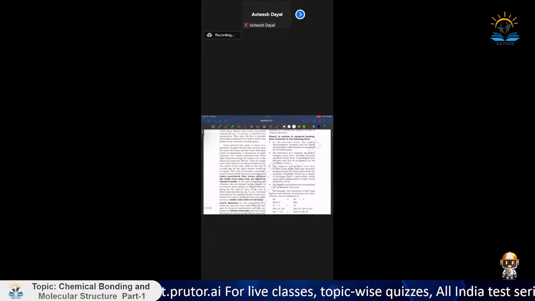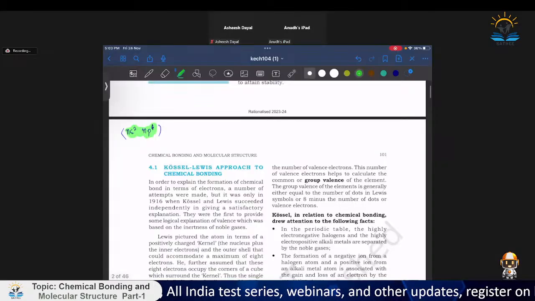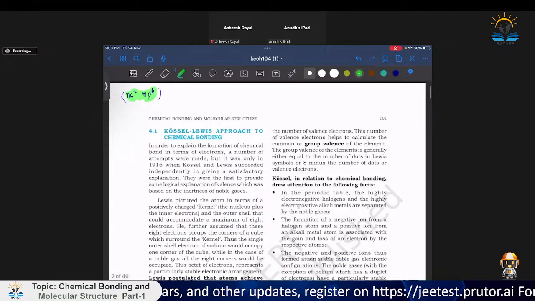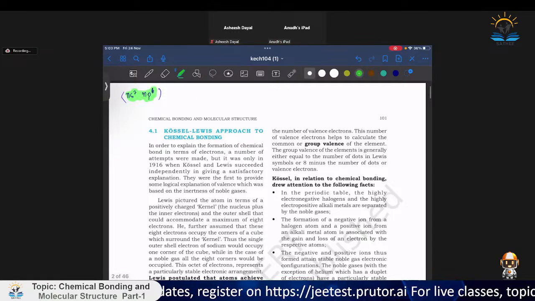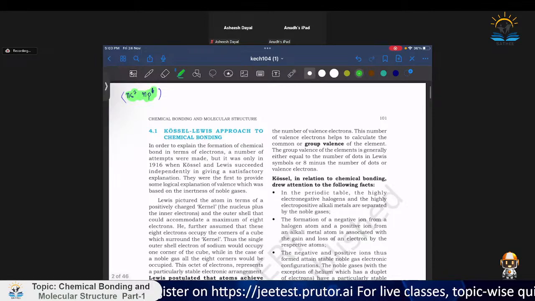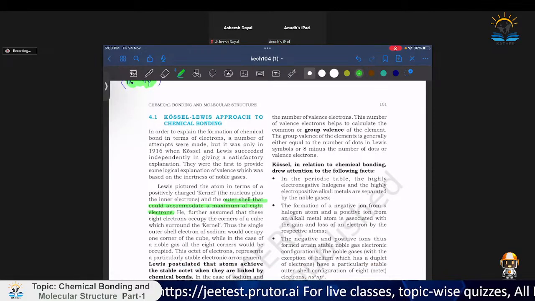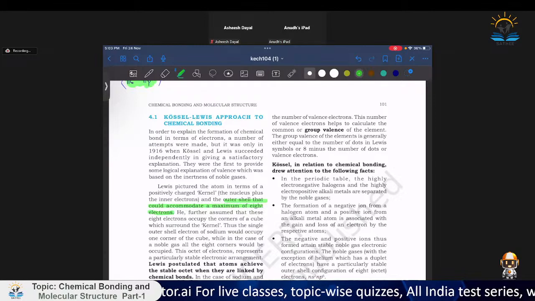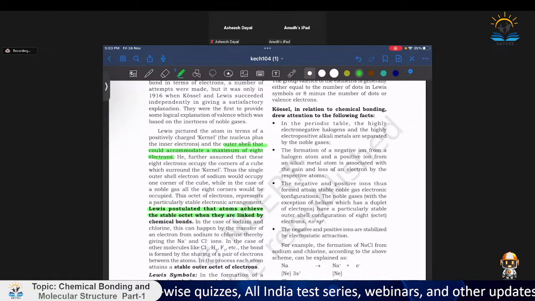2 plus 6. So the outermost shell, 8 electron configuration when they are linked by chemical bonds. So basically, Lewis tried to explain why bonds are being formed, and his postulate was that because of the electron configuration in the valence shell, that is why they are forming chemical bonds, because all of them are not having 8 electrons in their valence shell.